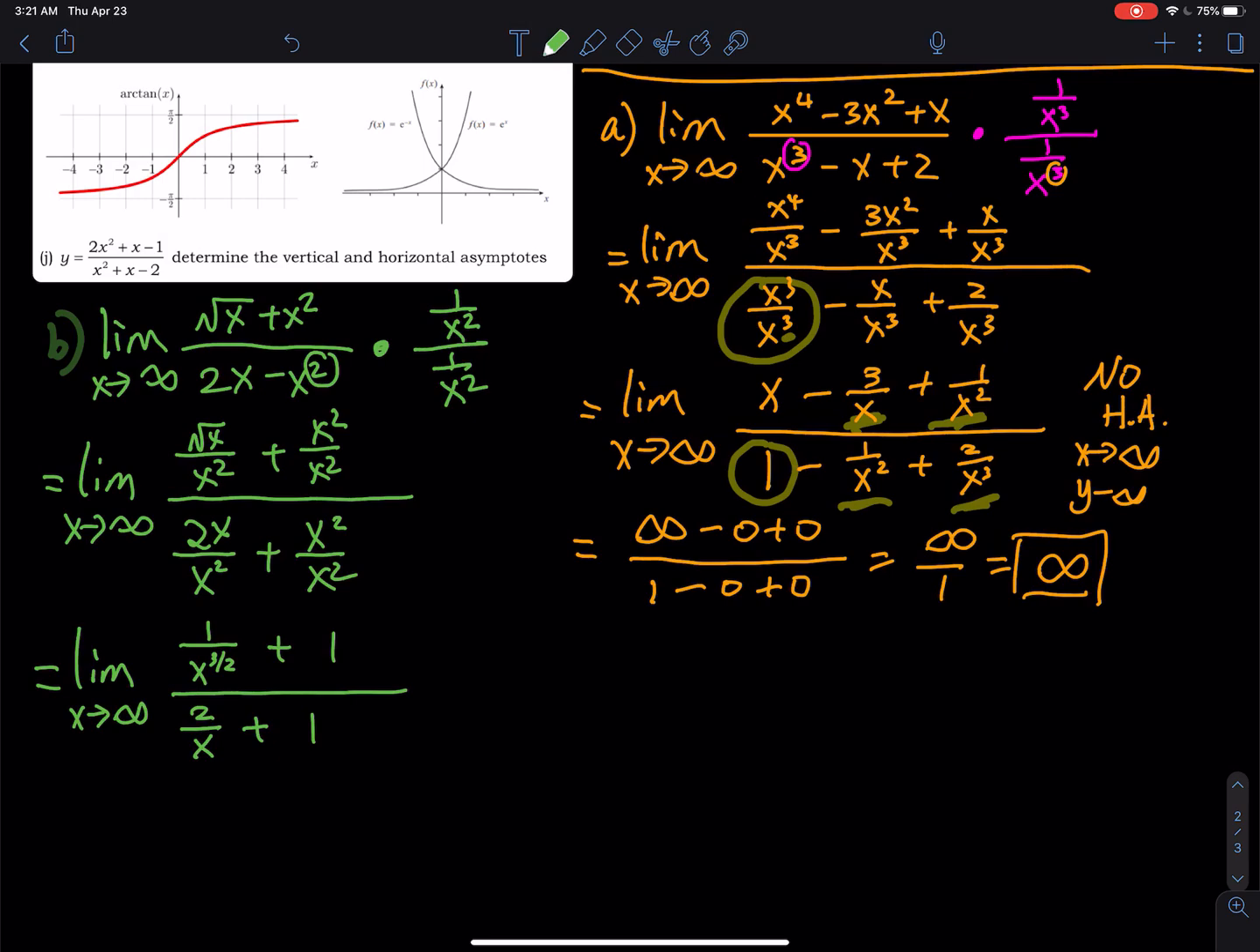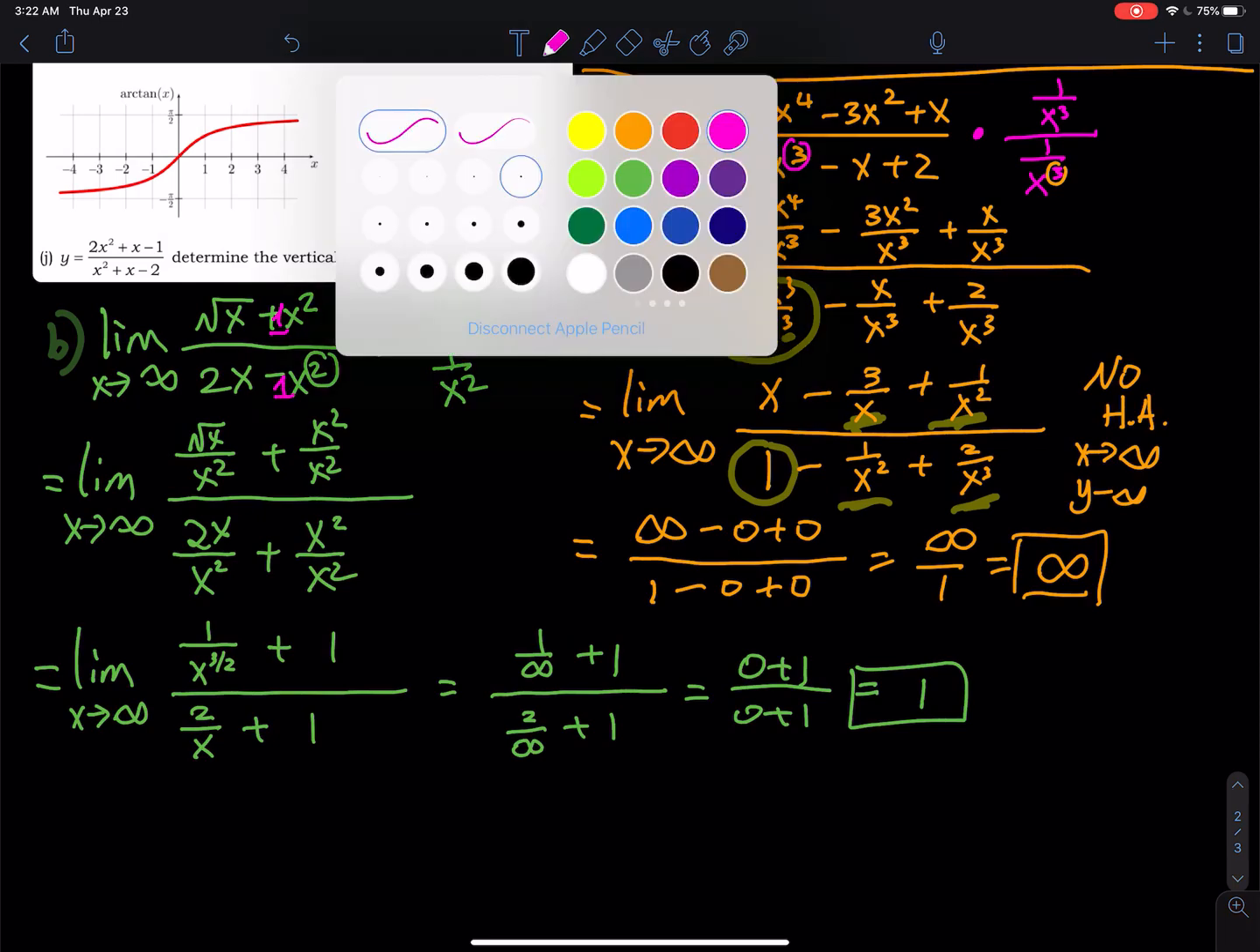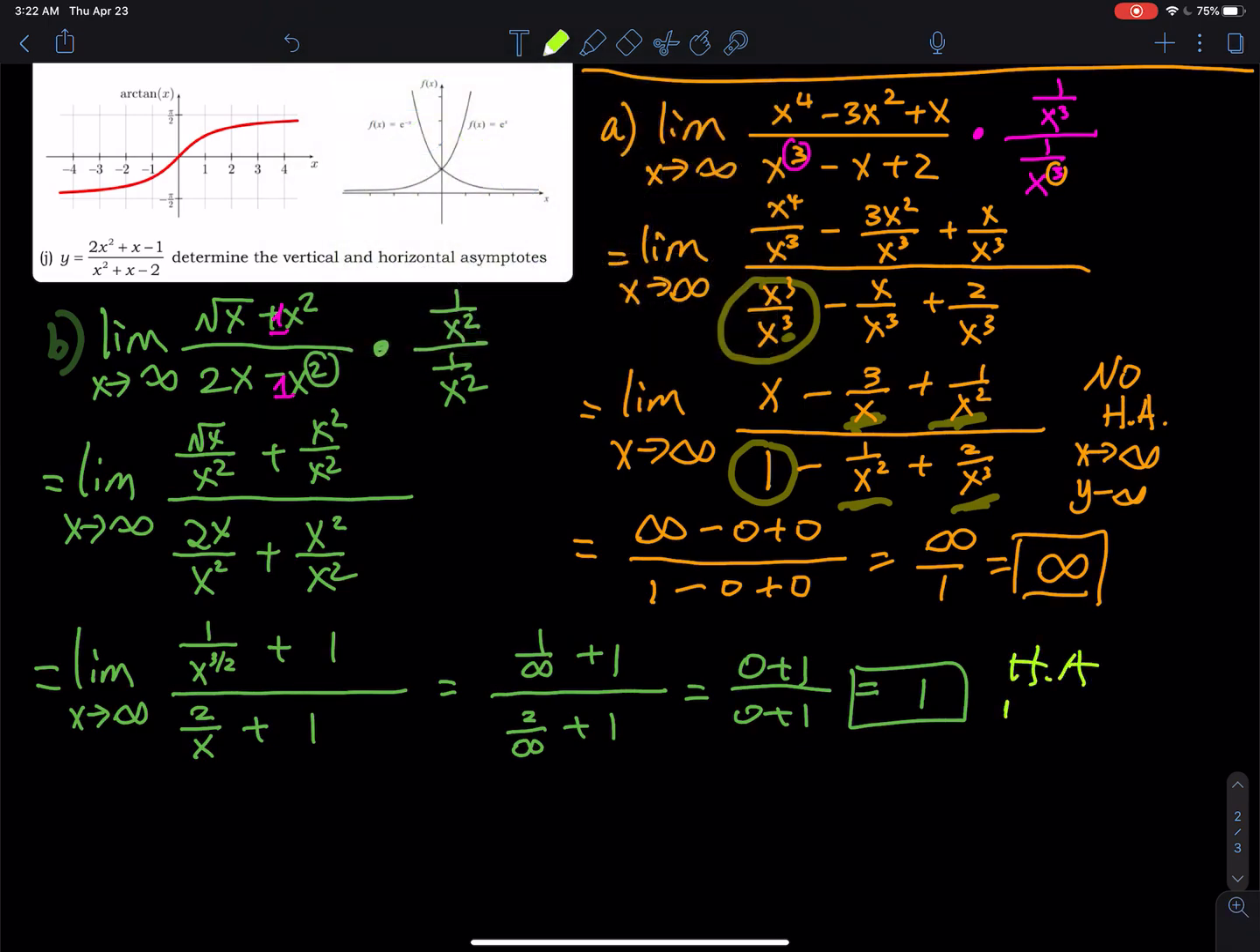So as x goes really, really big, what do we have? We have 1 divided by infinity, that's a 0, plus 1, and then this is a 0, plus 1. So basically we have 0 plus 1 divided by 0 plus 1, that is equal to what? That is equal to 1. Again, look, the biggest degree of the top is 2, the biggest degree of the denominator is 2. So what do we have? The horizontal asymptote is the coefficient of the top divided by the coefficient of the bottom. So 1 divided by 1, we have a 1. So this is my horizontal asymptote, y equals 1.